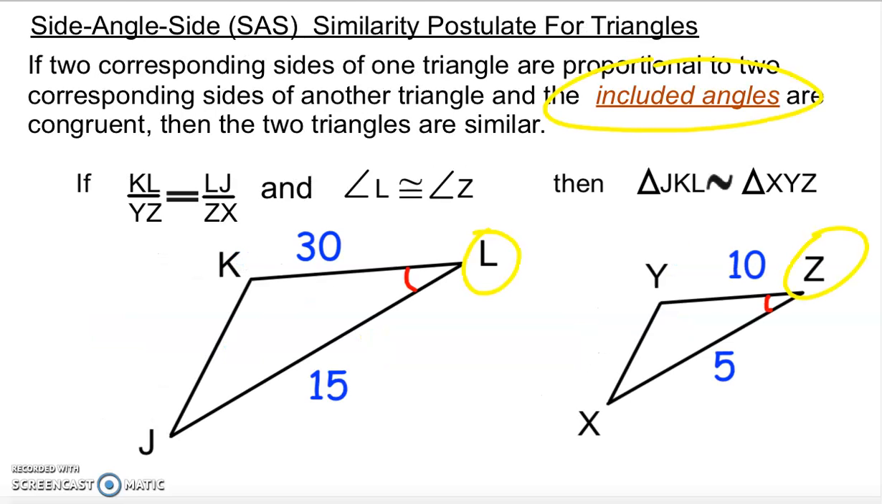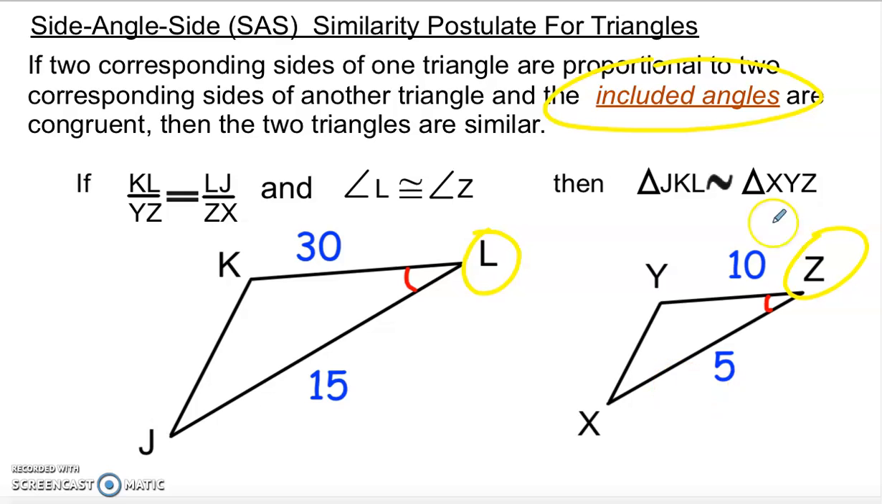And then we've got a third similarity shortcut, and that's side angle side. So if I have two side lengths proportional, and the angle between the two proportional sides are congruent, then I'm going to have similar triangles. So include an angle. You notice here KL is 30, YZ is 10, so that has a 3-to-1 relationship. And JL is 15, and XZ is 5, and that has a 3-to-1 relationship.